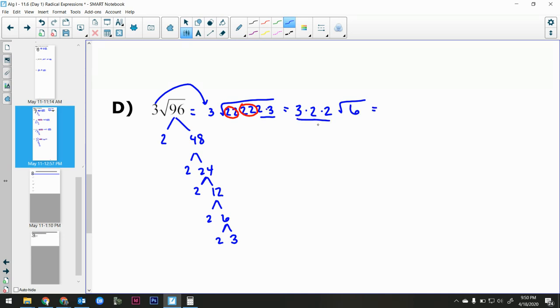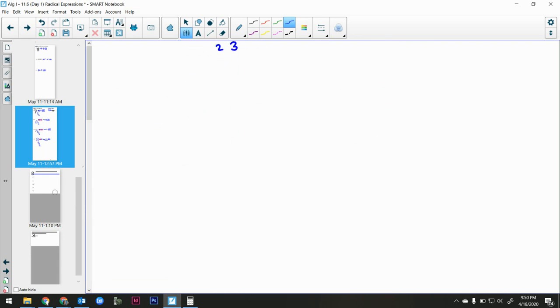Multiply all of these things here on the outside. 3 times 2 times 2 gets us a 12. Radical 6. And that's my answer. Okay. So what's the moral of the story here? The moral of the story is the 3 that was sitting on the outside stays multiplying on the outside to whatever comes out. Okay. All right, let's keep going.